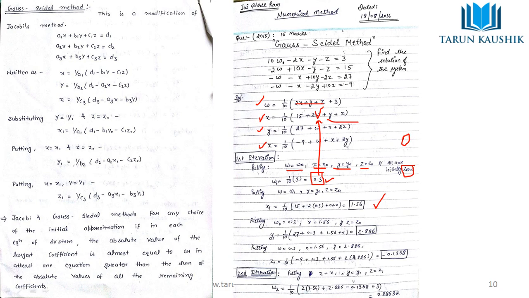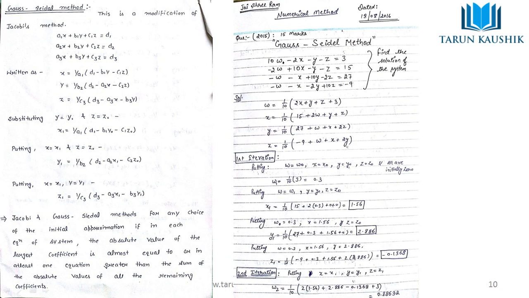Now for y1 you have the values of w and x, but you do not have the value of z, so you put it as 0, put the value of w as this, put the value of x1 as this, and solve. You again get the value of y1. Now in the last equation you have new values of w, x1 and y1. Put all the new values in this last equation and get the value of z1, which comes out to be this one. Now this is the first iteration.